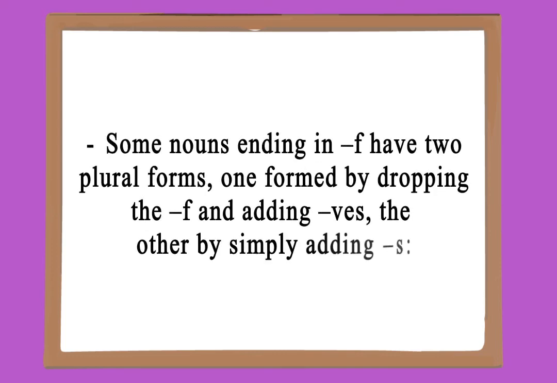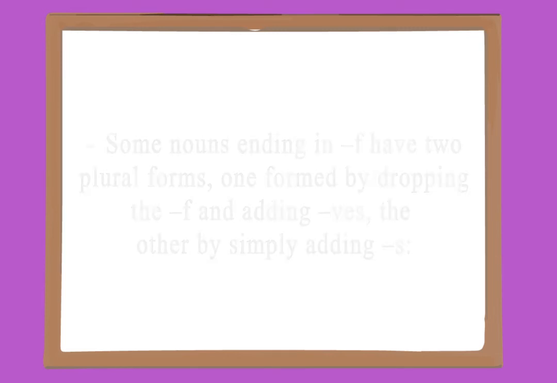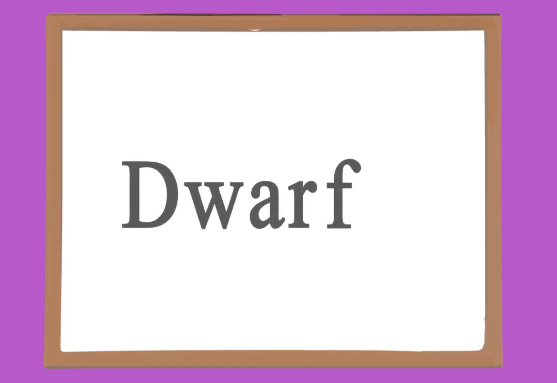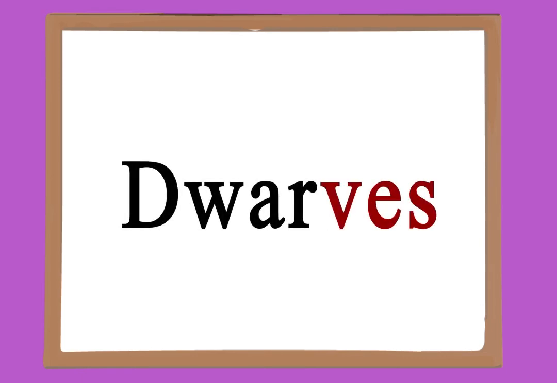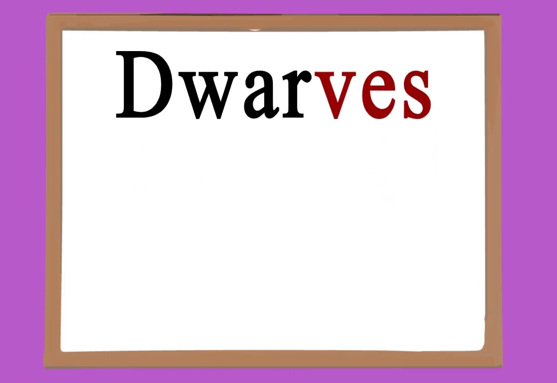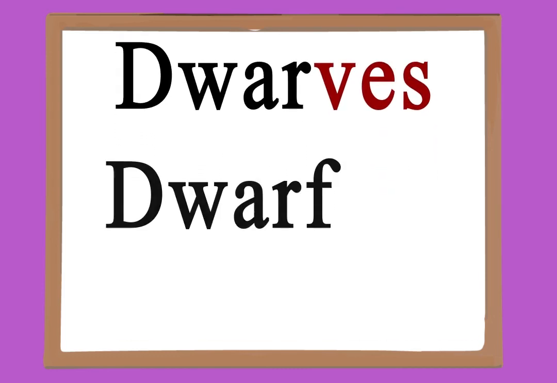Some nouns ending in f have two plural forms, one formed by dropping the f and adding ves, the other by simply adding s. Dwarf, dwarves. Dwarfs.